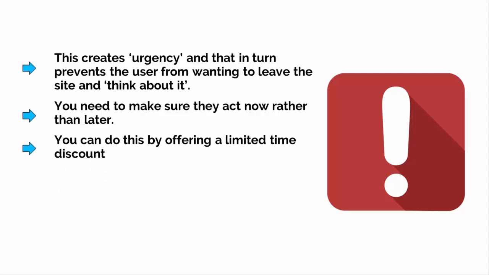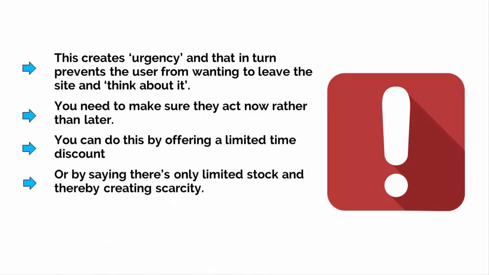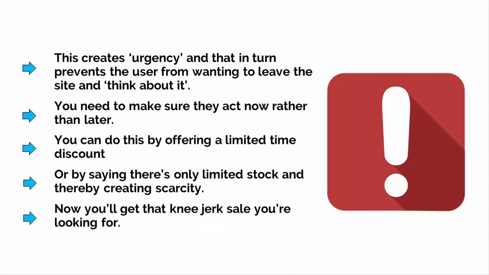You can do this by offering a limited time discount. Some affiliate schemes give you flexibility over the pricing. Or by saying there's only a limited stock and thereby creating scarcity. And this also makes the product seem more popular. Now you'll get that knee jerk sale that you're looking for.